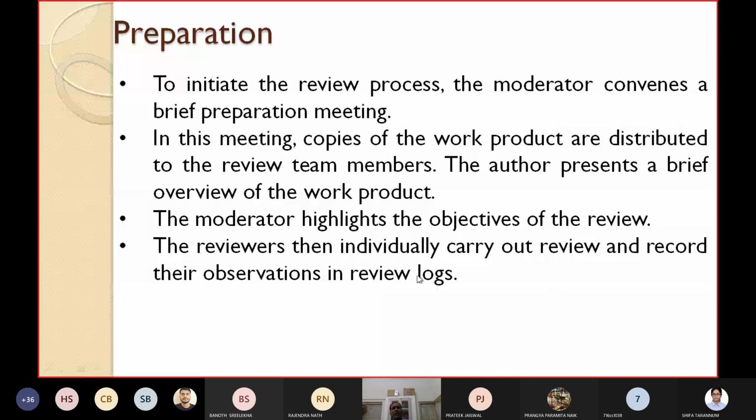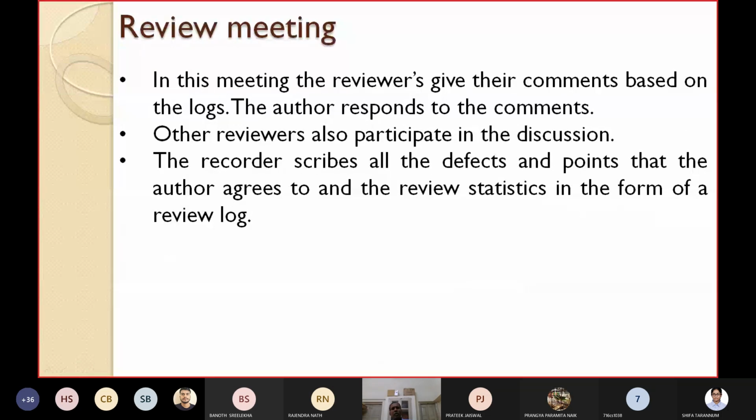Then the actual review meeting takes place. In this meeting, the reviewers give their comments and observations based on the logs they have prepared. The author responds to all the comments raised by the review members. Other reviewers also participate in the discussion. And then there is a person called the recorder. The recorder writes all the defects, the points that the author agrees to, and the review statistics in the form of a review log.